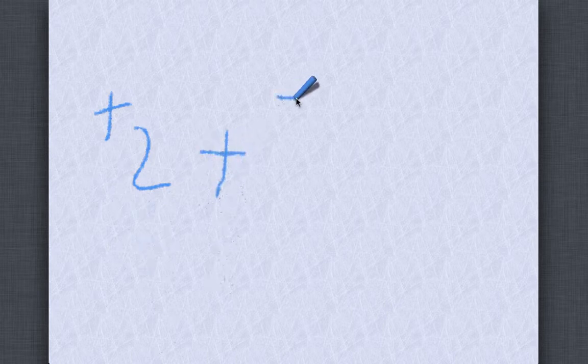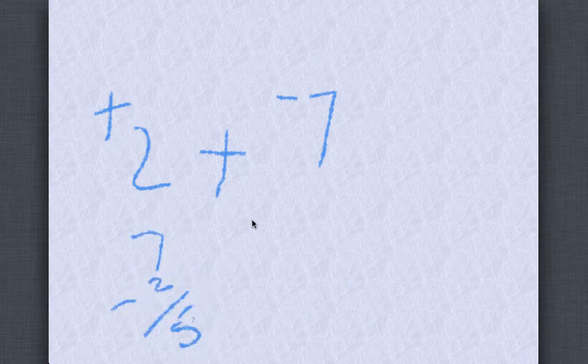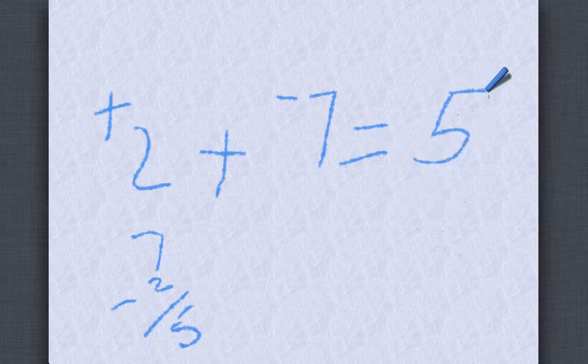If you are adding numbers with different charges, then you simply subtract the numbers, then assign the sign. Let me explain. For example, positive 2 plus negative 7. You take the bigger number 7 and subtract the smaller number 2, which is 5. Now you need to assign the sign.